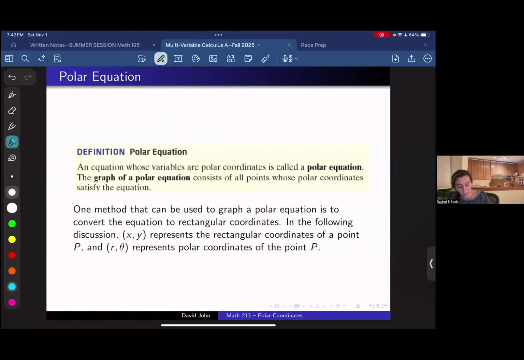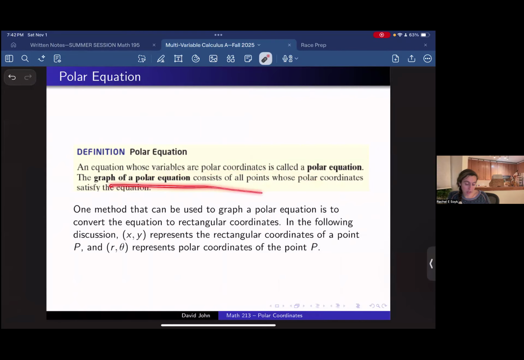The formal definition of a polar equation is an equation whose variables are polar coordinates. And the graph of a polar equation consists of all points whose polar coordinates satisfy the equation. So one method that can be used to graph a polar equation is to convert the equation to rectangular coordinates. And in the following discussion, xy represents the rectangular coordinates of a point P, and r comma theta represents the polar coordinates. So, things we've seen before.